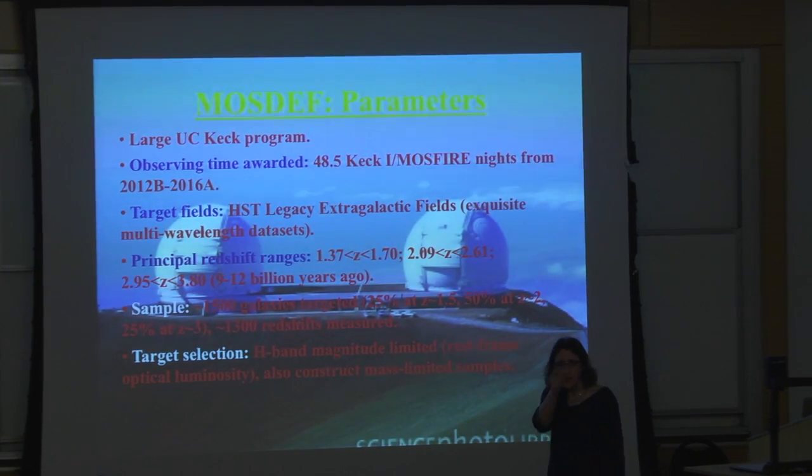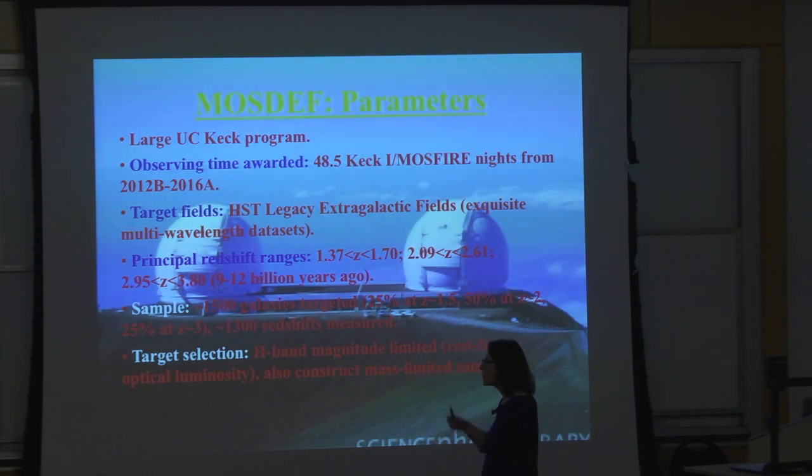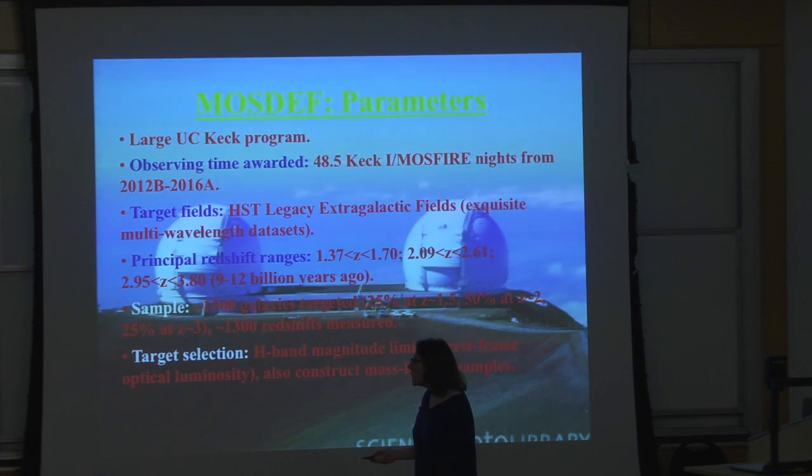And as I said, we want to do an evolutionary study. So we looked in a few different redshift ranges: between about redshift 1.4 and 1.7, 2.1 and 2.6, and around 2.95 to 3.8. Again, this is 9 to 12 billion years ago. I'll talk in a second about why we chose these particular ranges in redshift or look back time. We assembled about 1,500 galaxies and measured 1,300 redshifts, which means 1,300 galaxies from which we can do science.